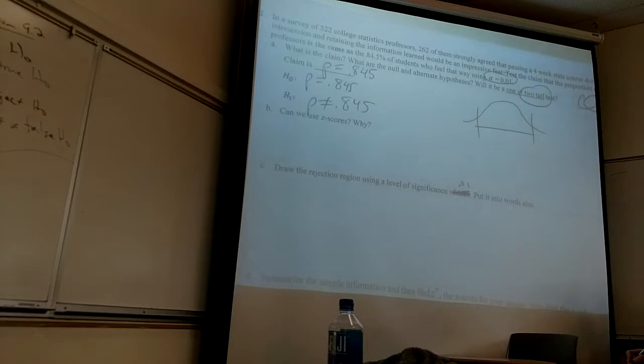Now, the thing, I can't remember if I said this before. I think I did, because remember, there's only 3 formulas. There's X bar with Z and T, and then there's P hat with the Z. So either it's normal and you use Z-scores, or it isn't normal and you don't do anything. You never use T-scores with an NPQ problem. So can we use Z-scores? We're going to have to check.